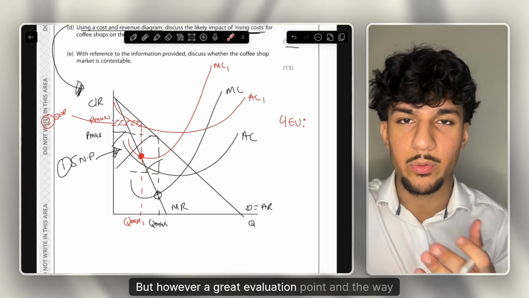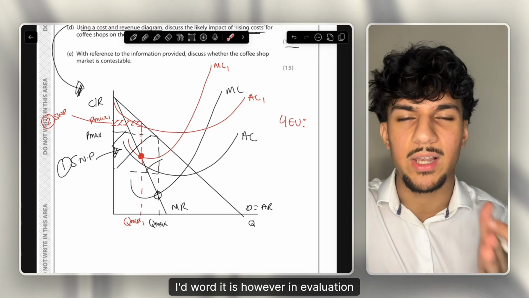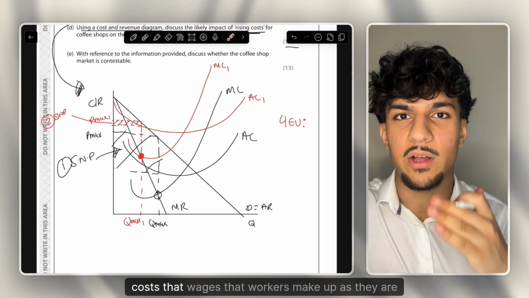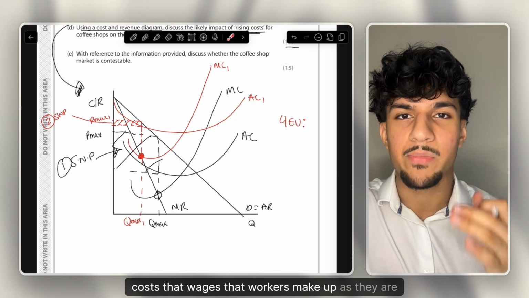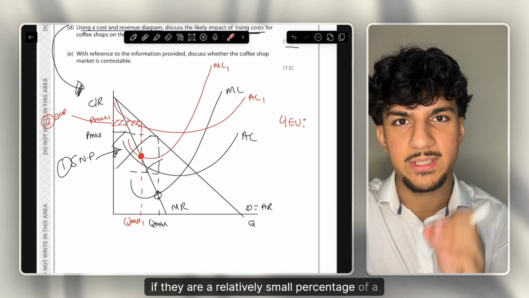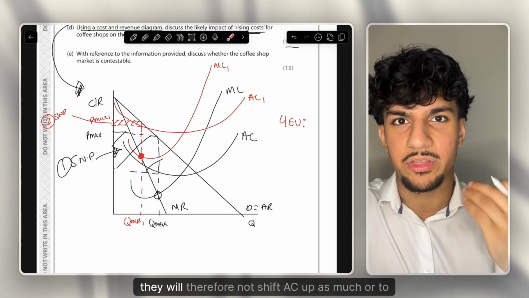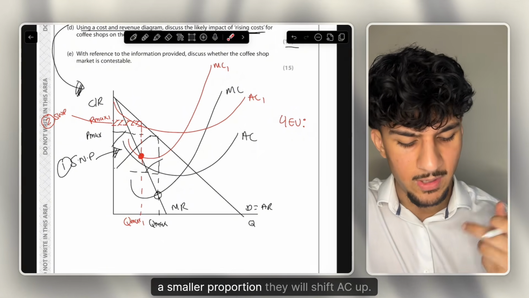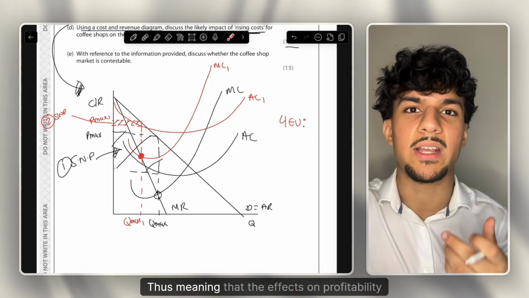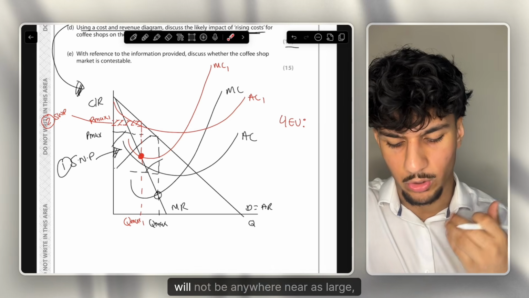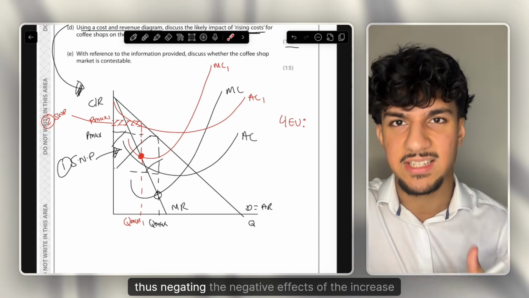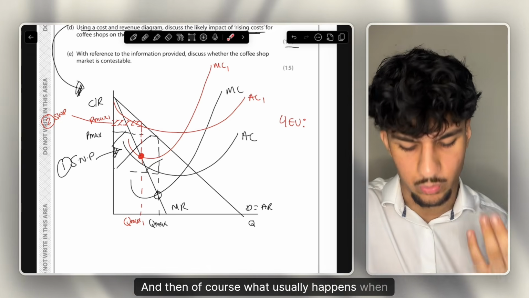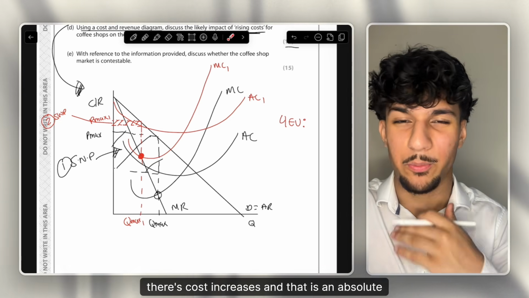However, a great evaluation point, and the way I would word it is: however, in evaluation, this depends on the percentage of costs that workers' wages make up. If they are a relatively small percentage of a firm's costs, they will not shift AC up as much, or only to a smaller proportion, thus meaning the effects on profitability will not be anywhere near as large, thus negating the negative effects of the increase in costs.